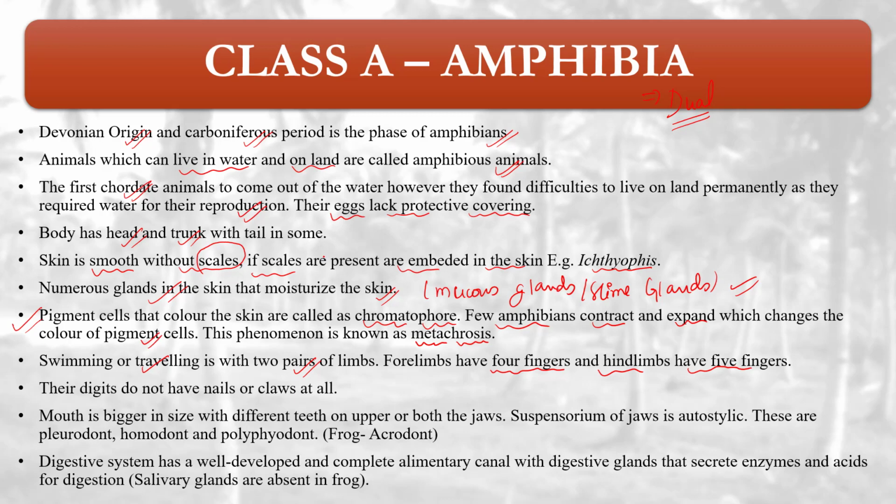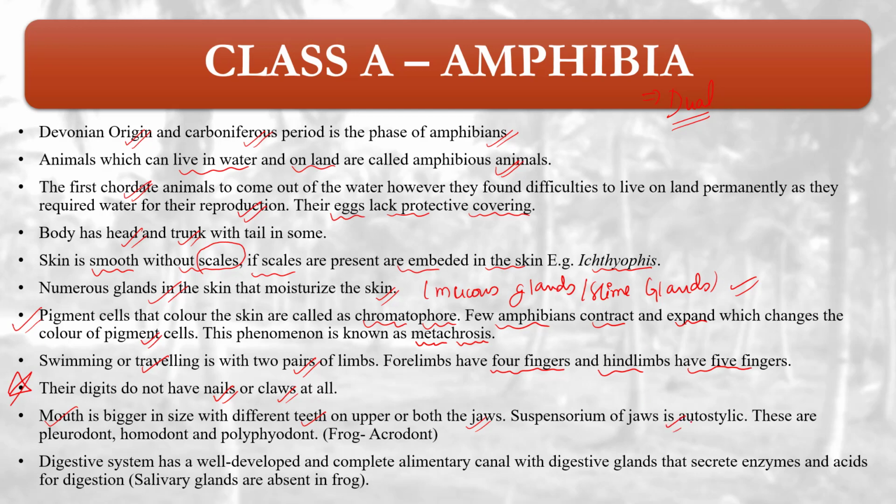Okay, understood? Their digits do not have nails or claws. In case of reptilians, they were having nails, they were having claws, but in case of amphibians they don't have nails or claws at all. Okay, mouth is bigger in size with different teeth on both upper and lower jaws.